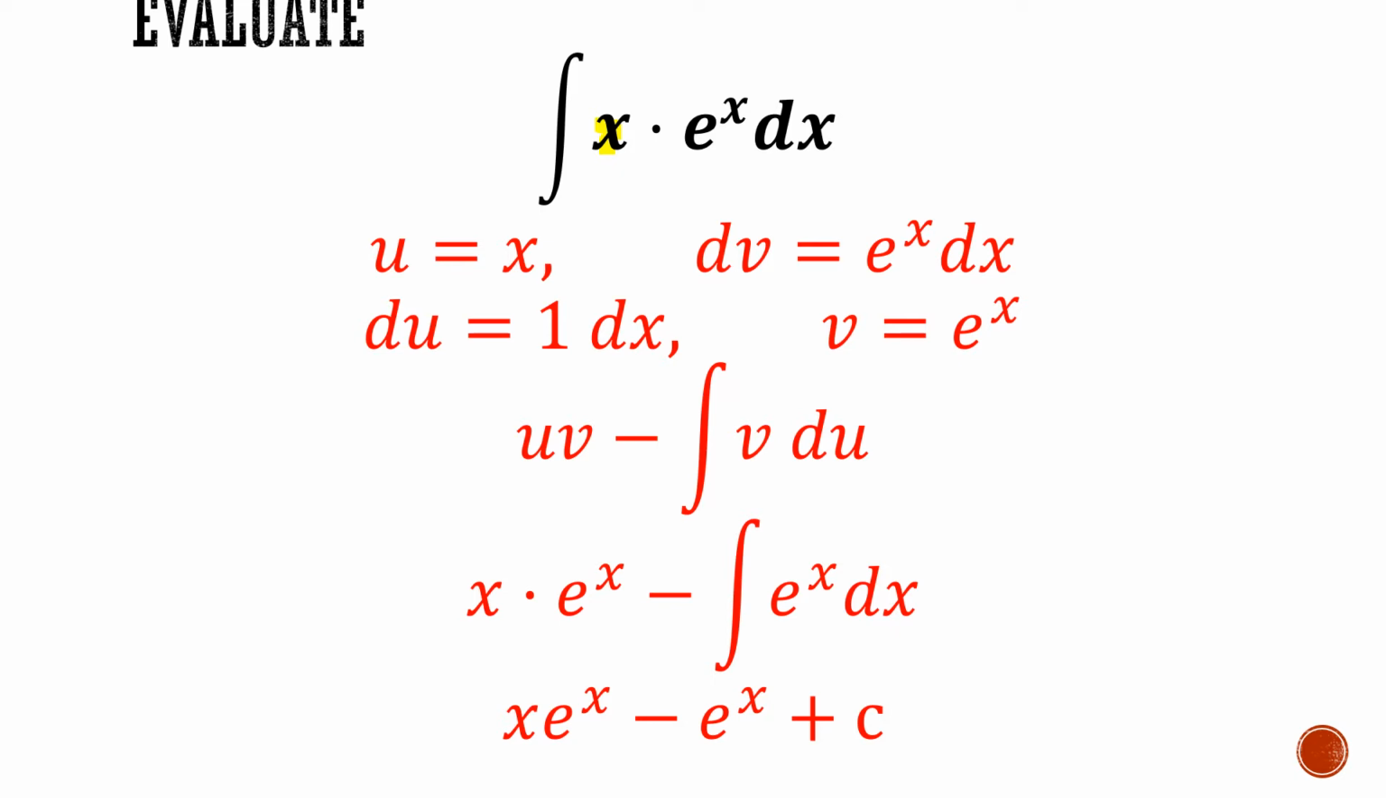All right, so now following my formula, I'm going to plug this in. Remember, the formula is uv minus the integral of v du. Using that formula and plugging my values in, I'm going to have x e to the x minus the integral of e to the x dx. Lastly, I'm going to have to integrate this integral of e to the x. We know the integral of e to the x is e to the x. So I'm going to have x e to the x minus e to the x plus c.